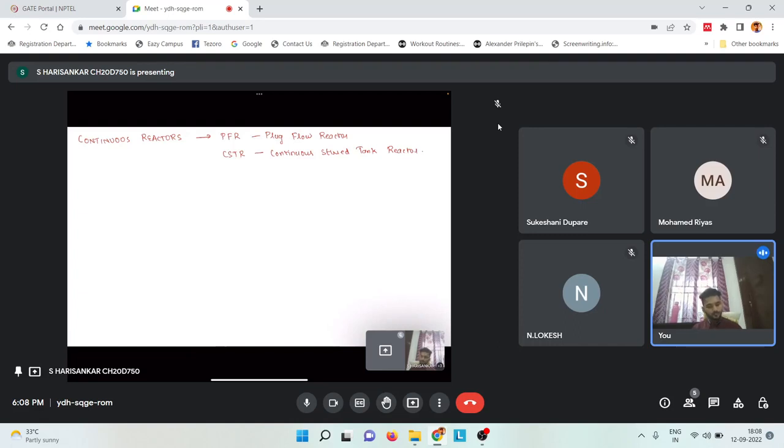So when we come to continuous reactors, there is a term that we need to learn, which is called space-time. Space-time, generally represented as tau, is the time required to process one reactor volume.